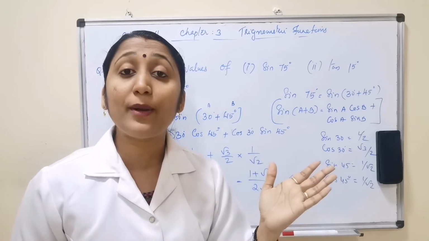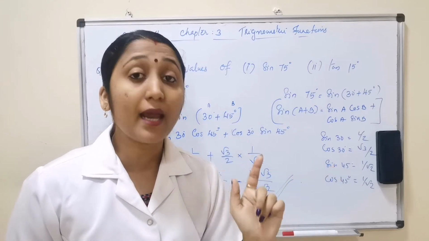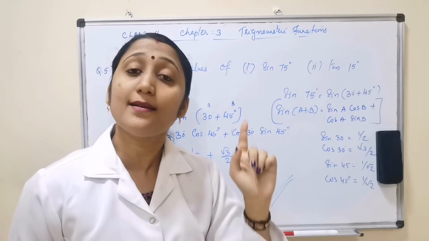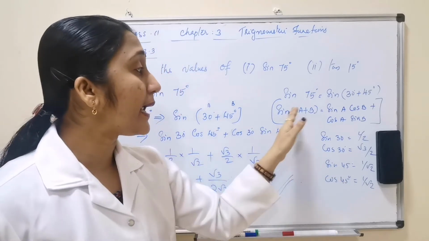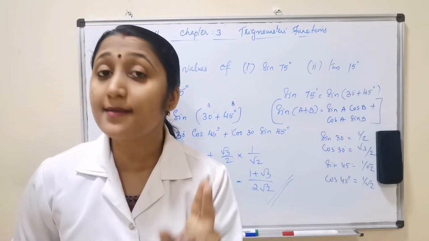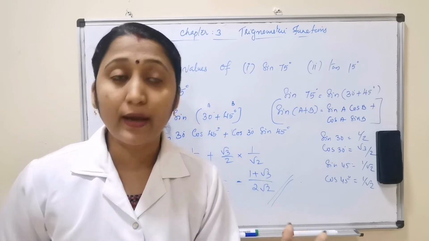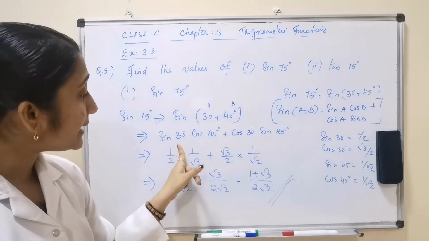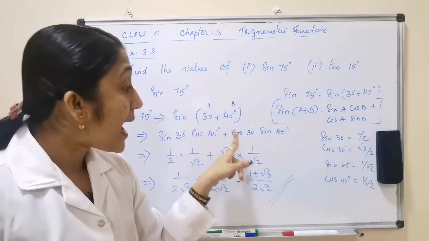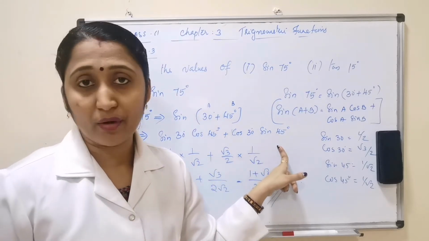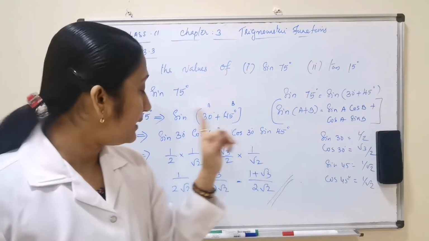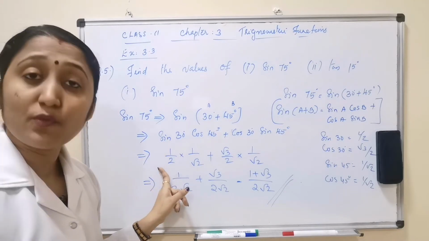What is sine of a plus b? Yes, sine a cos b plus cos a sine b. So here a and b are the two angles, 30 and 45. Let us substitute here: sine 30 cos 45 plus cos 30 sine 45. Is it clear? Then sine 30 is 1 by 2.